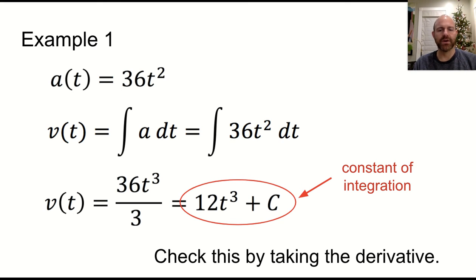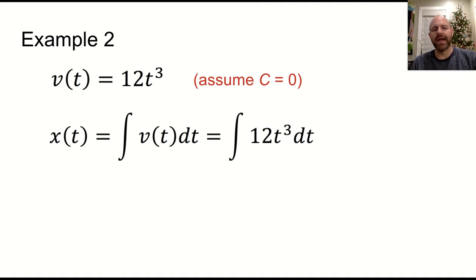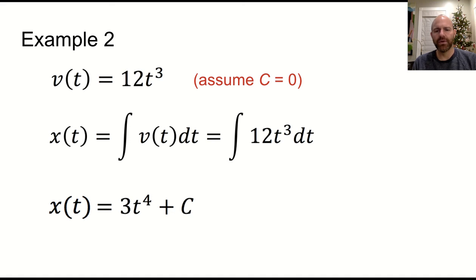We don't know where we start. But we can always check this to see if it makes sense by taking the derivative. So if I have the velocity is 12t cubed, and I take the derivative, we'll just assume c, the constant, is 0 for now. It actually doesn't matter. We take that, and we integrate, and we get 3t to the fourth plus c, right?